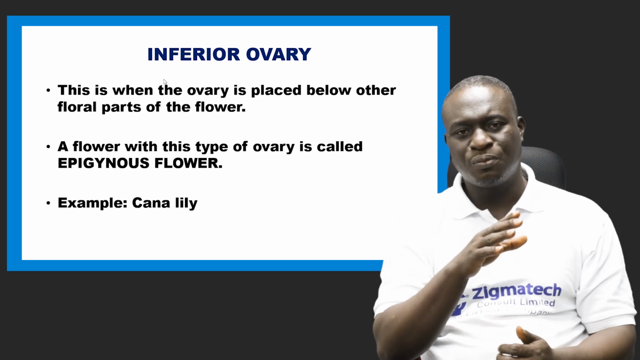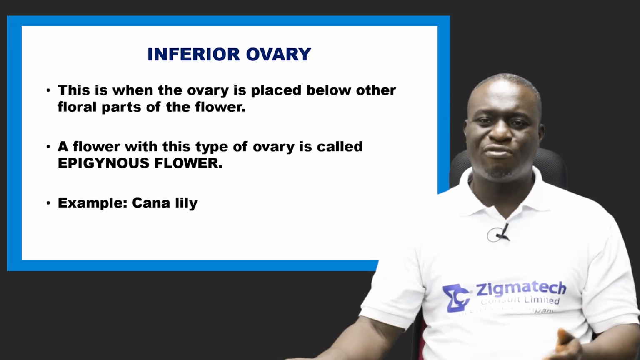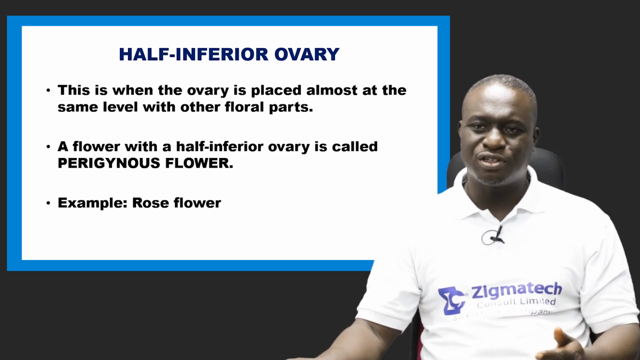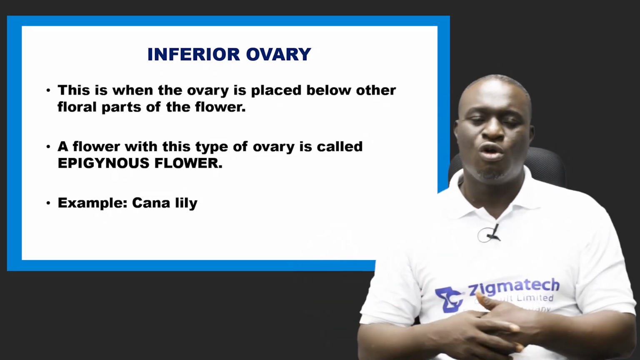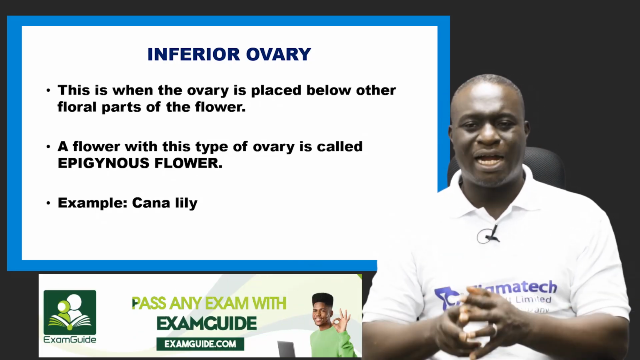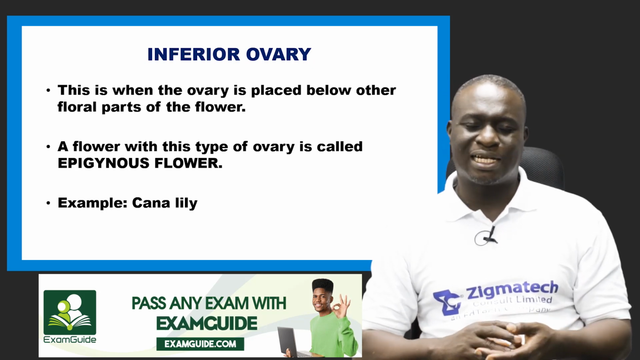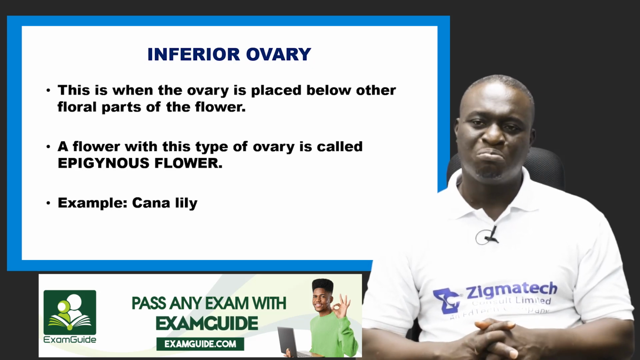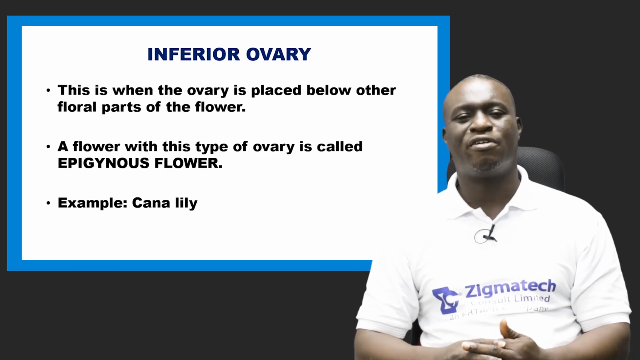Hypogynous is superior, and we have the other one which is for half inferior, which is perigynous, and then we also have the one for inferior ovary, which is epigynous flower. An example of an epigynous flower is the canna lily flower. Now, these are the different types of ovaries in flowering plants.